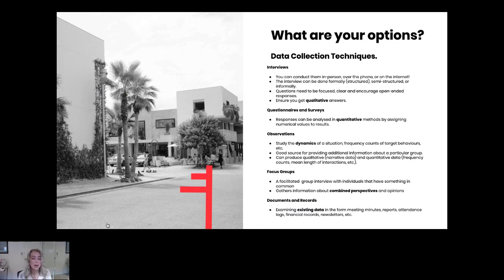Obviously, you can just be a human at the end of the day and just observe. You can study the dynamics of the situation, the frequency counts of target behaviors you find, and gauge it that way, just using your eyes really and writing stuff down.